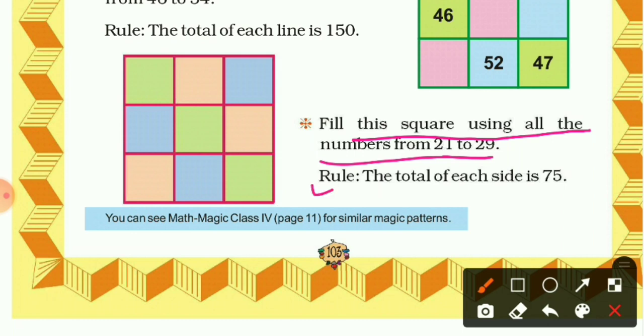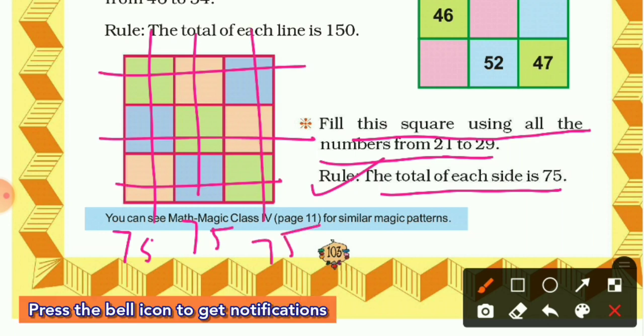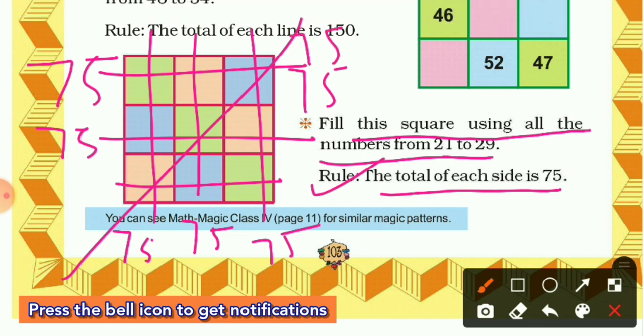And the second rule is the total of each side is 75, means 75 if you are adding vertically. Second, vertically if you are adding, that should be also 75. Similarly, if you are adding horizontally, the sum should be also 75 each line. Also diagonally it should be 75.